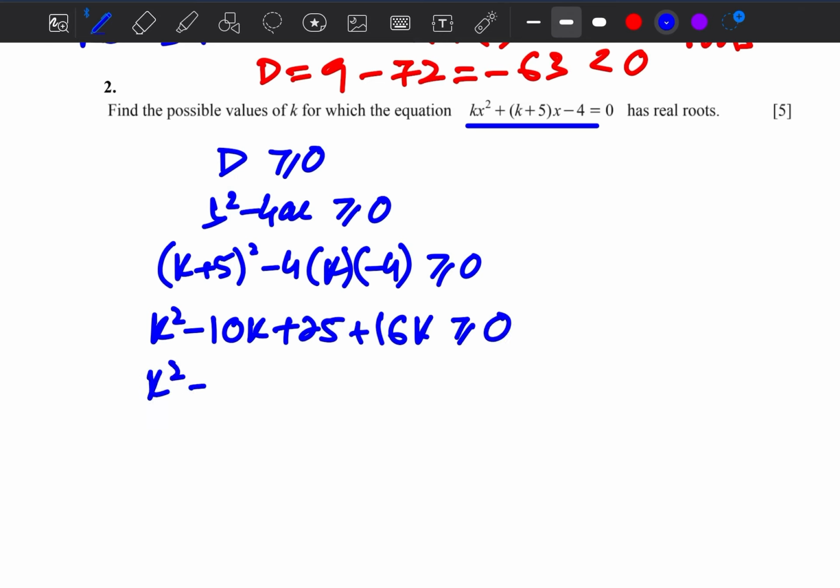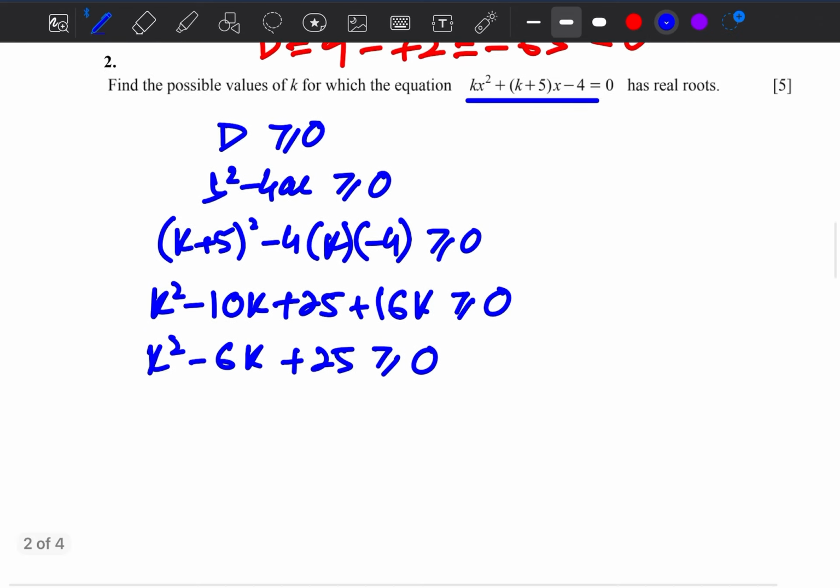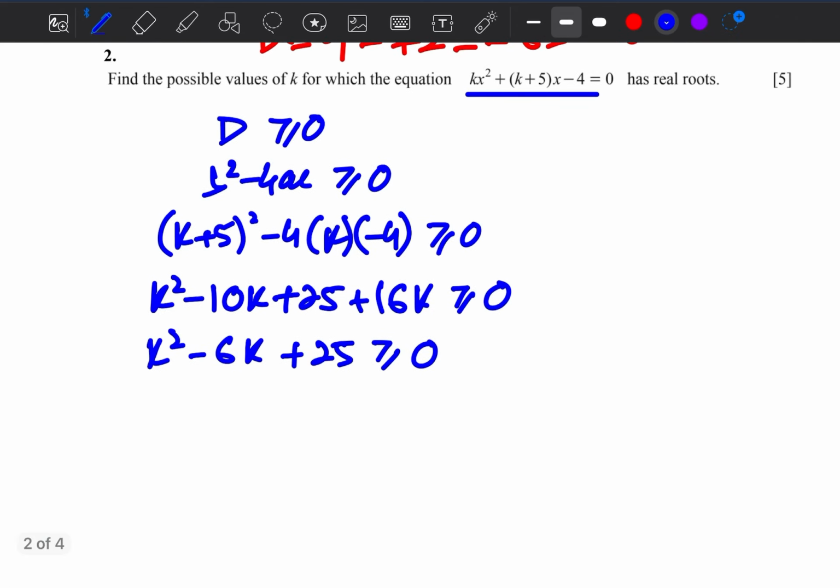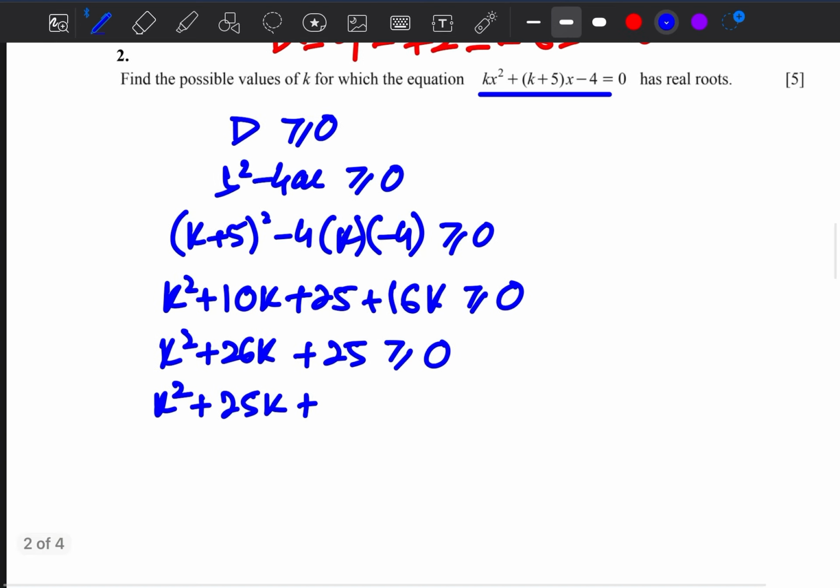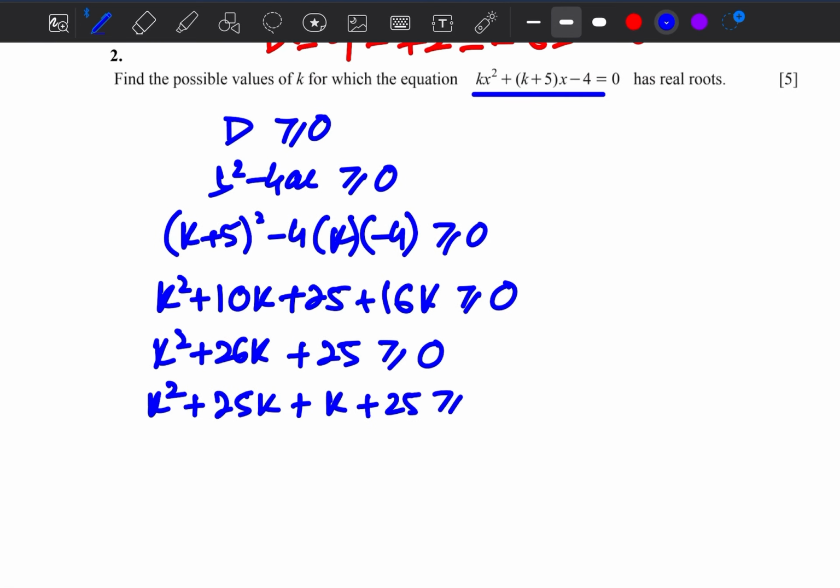I'm going to simplify it. Minus 10k plus 16k is going to be minus 6k plus 25, greater than or equal to 0. Now what I'm going to do, I'm going to break the middle term. This is going to be plus 26k. So I'm going to break the middle term, which is going to be 25k plus k plus 25, greater than or equal to 0.